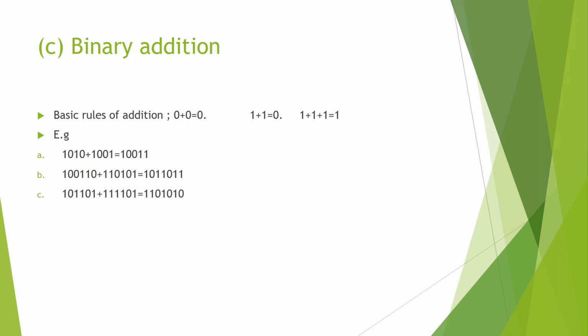We can do the binary addition and the binary subtraction. So to start with the binary addition, you need to understand the basic rules of addition. A 0 added to a 0 will always give you a 0, and if we add 1 to 1, this will give you a 0, but now with a carry over of 1.